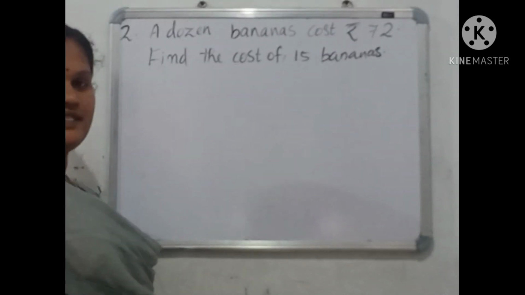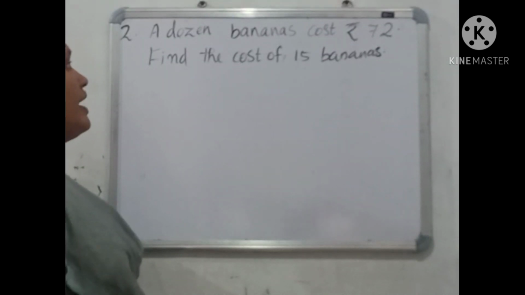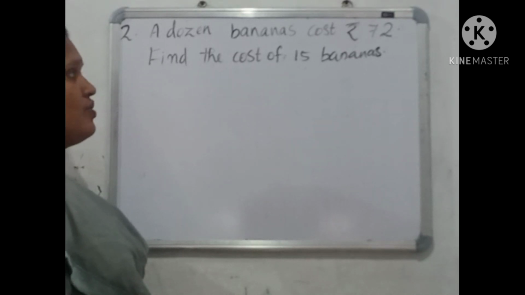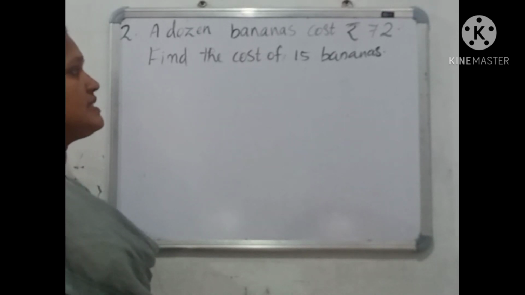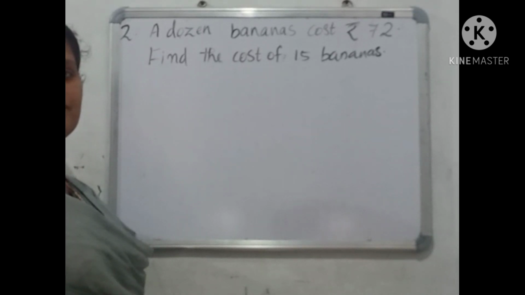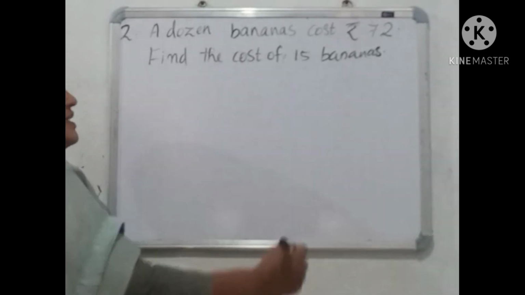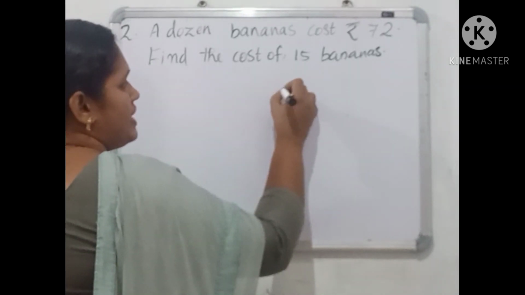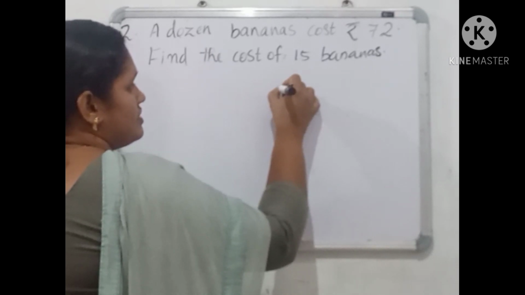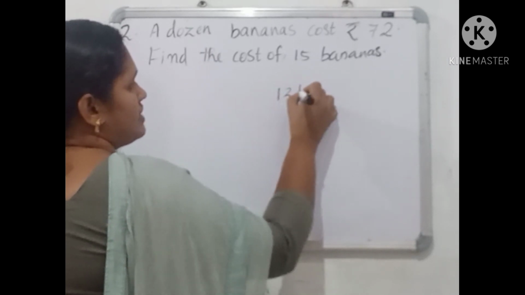Listen, children, example 2. A dozen bananas cost rupees 72. Find the cost of 15 bananas. What is a dozen bananas? A dozen bananas means 12 bananas.